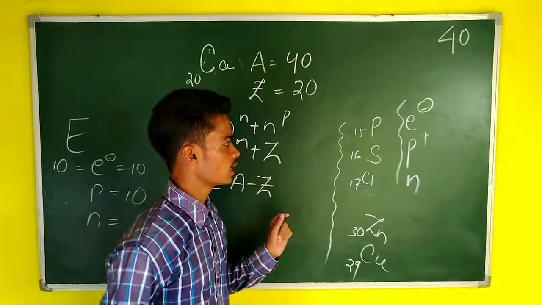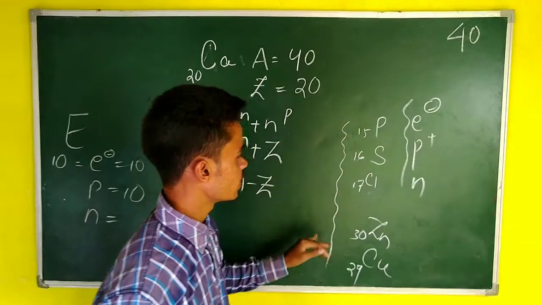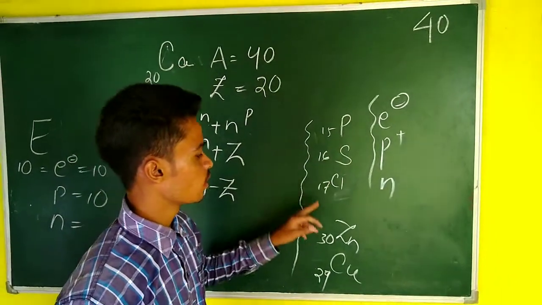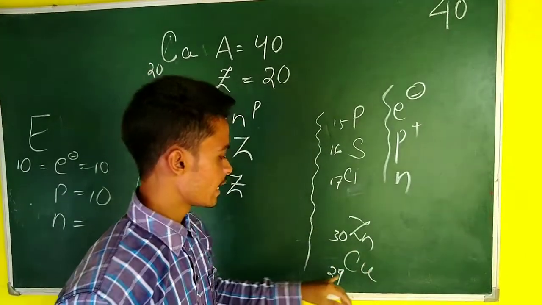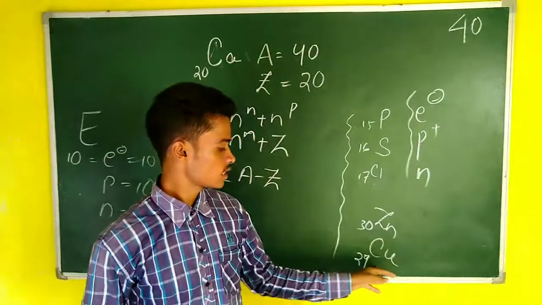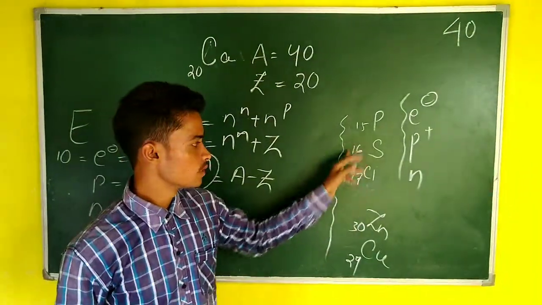So I will give you a task to calculate the electron, proton and neutron values of phosphorus, sulfur, chlorine, zinc and copper. Comment in the comment section what the three values of these elements are.